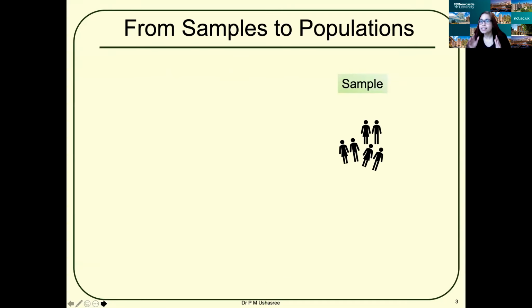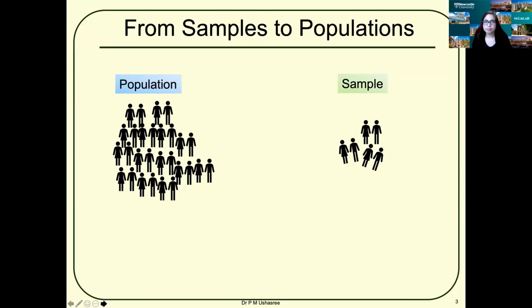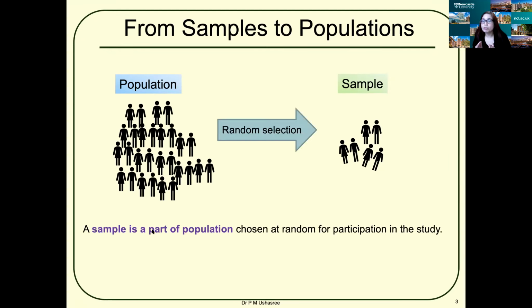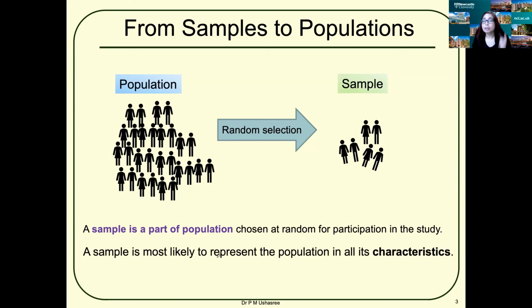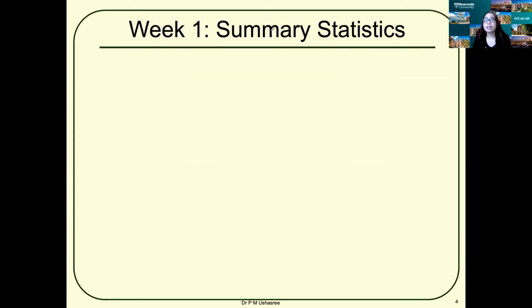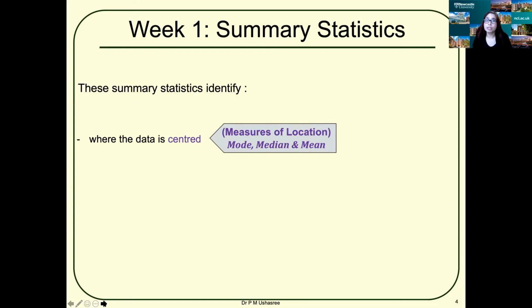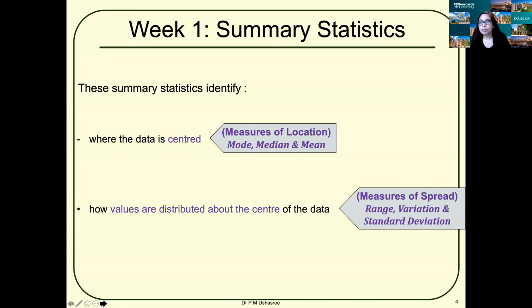Okay, so let's start with the sample from a population. We know that a sample is a part of the population which has been chosen randomly to participate in a study. A sample is most likely to represent the population in all its characteristics. Remember, we have seen in week 1, what are the characteristics? They are the summary statistics. The summary statistics help us to identify where the data is located, that is measures of location, and how the data is spread, that is how the data values are distributed, and that is measure of spread.